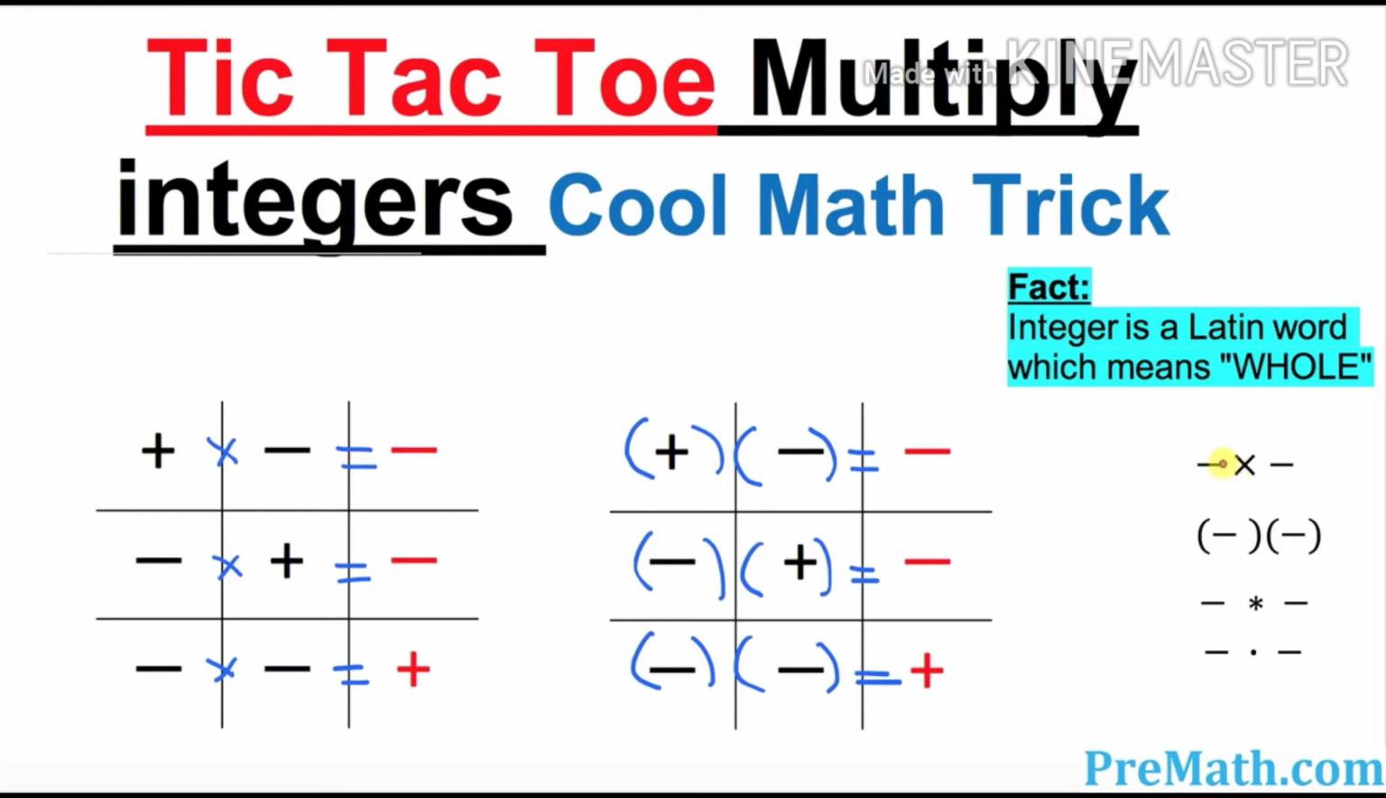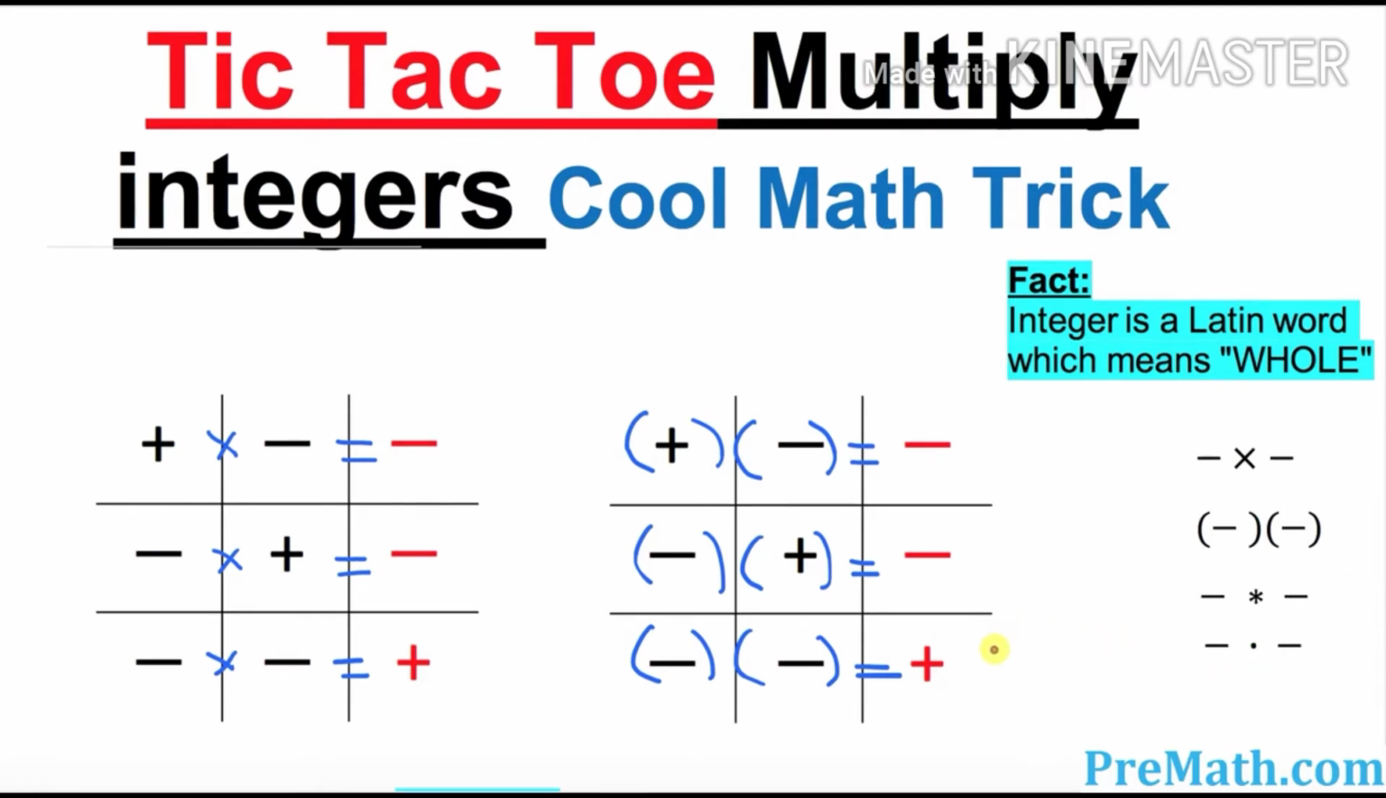Here are a few notations that you could encounter when it comes to multiplication. Sometimes we'll be using a cross, sometimes a parenthesis, sometimes an asterisk, or sometimes a dot. By the way, this is a dot, it's not a decimal. Just keep that in mind.